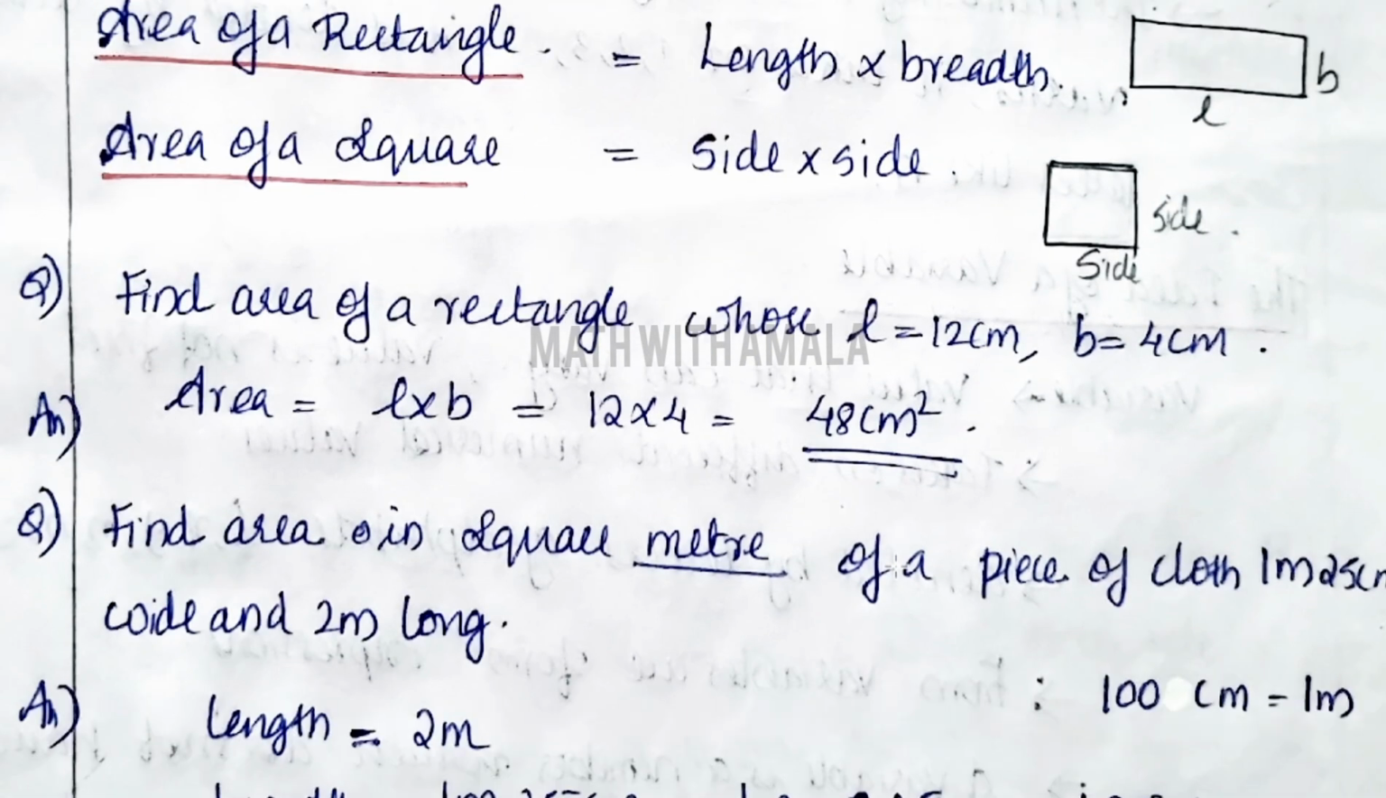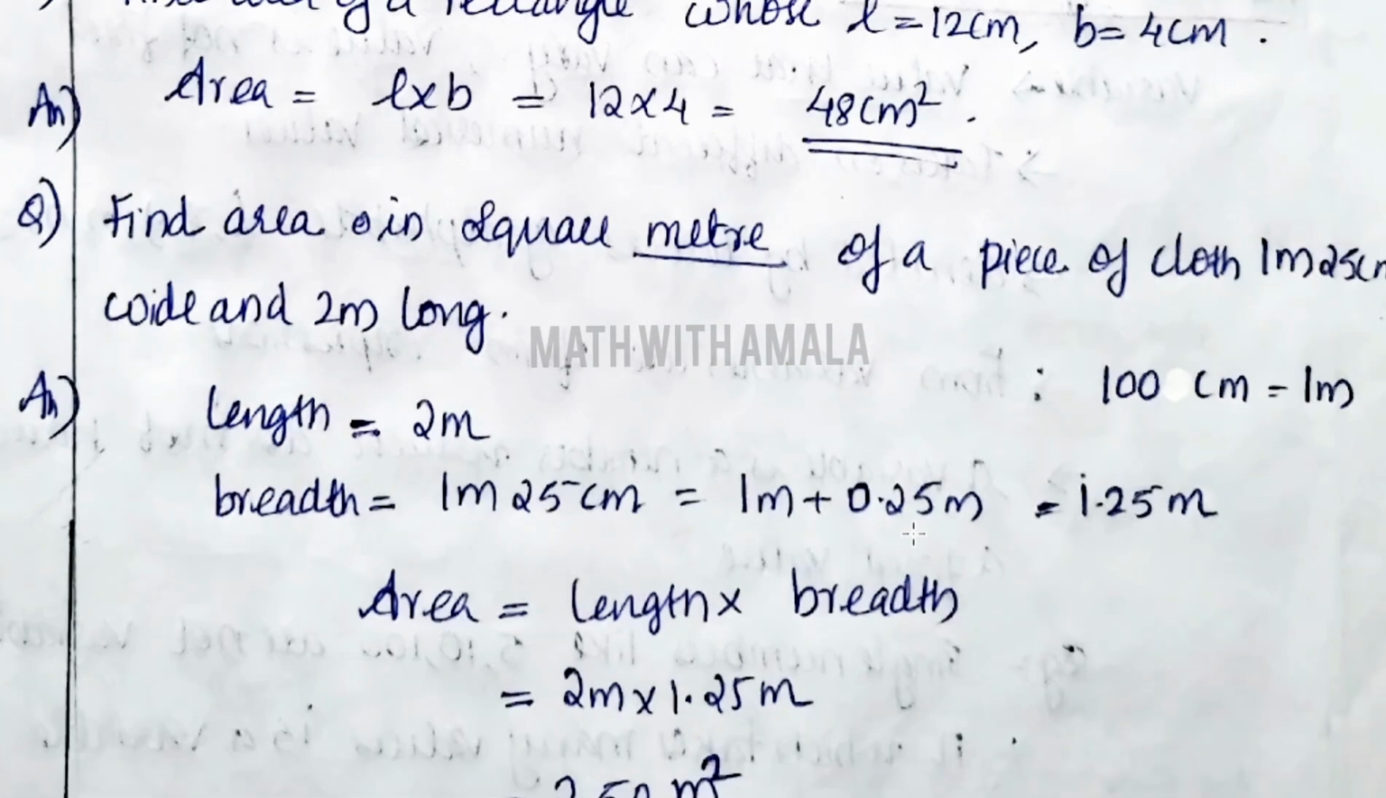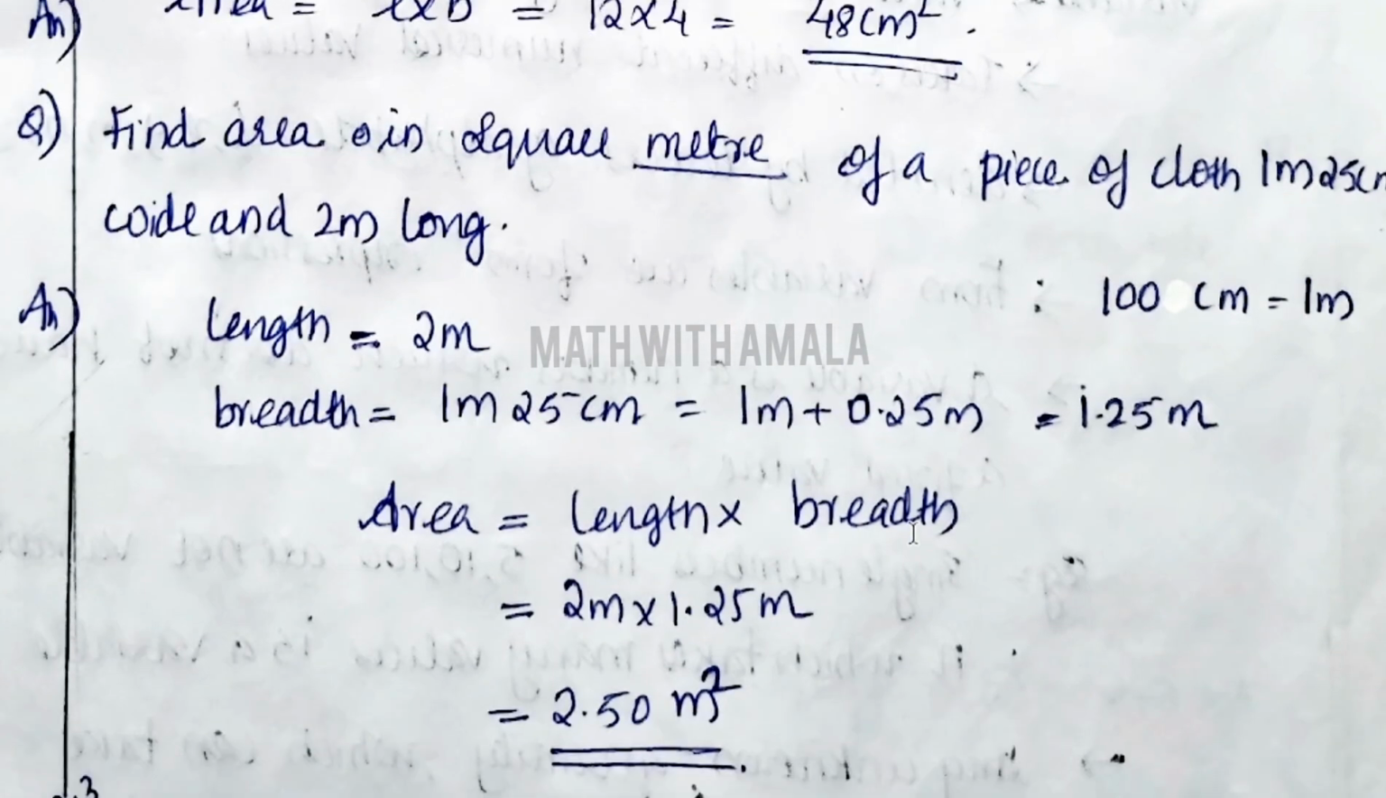Now, area of a rectangle. You can simply give the equation like length into breadth, and area of a square is side into side. The sides are not different, they are all the same for a square. Now find the area of a rectangle whose length is equal to 12, breadth equal to 4. So area is equal to length into breadth, that is 48 centimeters square.